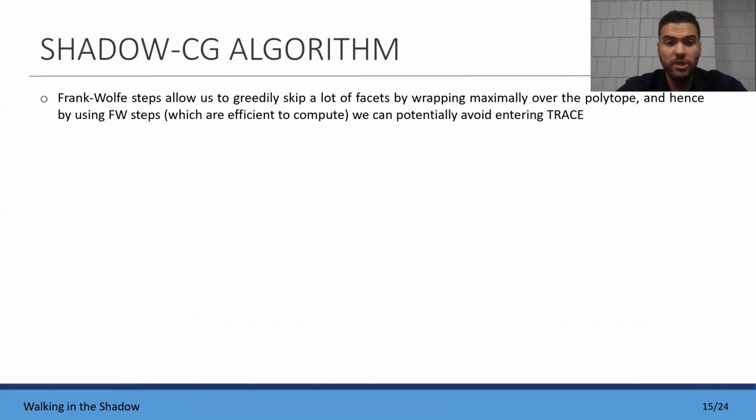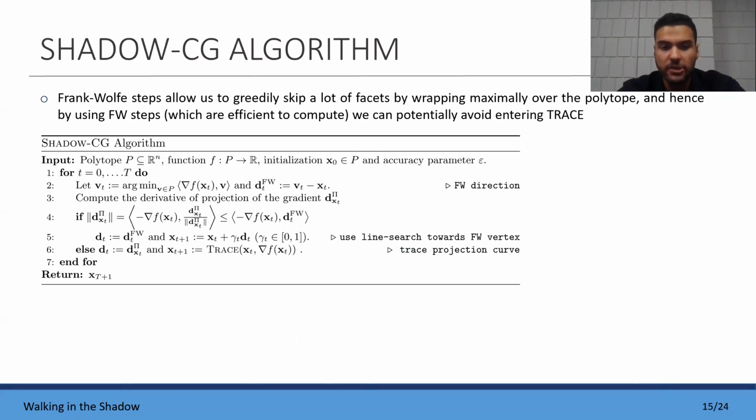So we just described the shadow walk algorithm, where we enter this trace procedure every iteration, but this can be very expensive. To improve the efficiency of the algorithm, we propose adding these Frank-Wolfe steps to the algorithm. Remember that the Frank-Wolfe steps form the endpoint of the projections curve, and so they greedily skip a lot of facets by moving maximally over the polytope. Hence the idea is that by introducing these steps, we can potentially avoid entering trace. So this is the shadow CG algorithm.